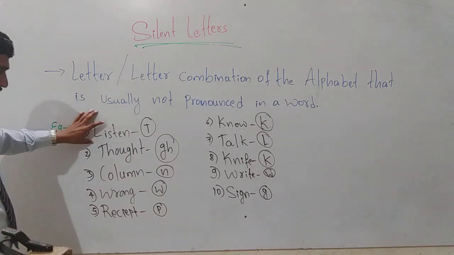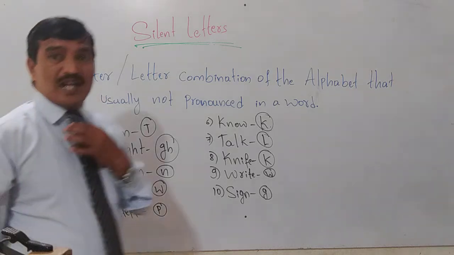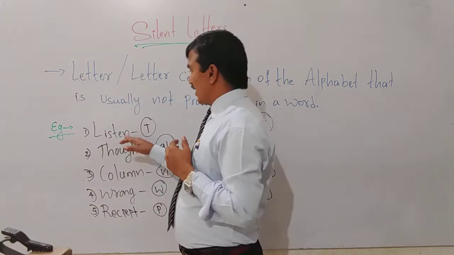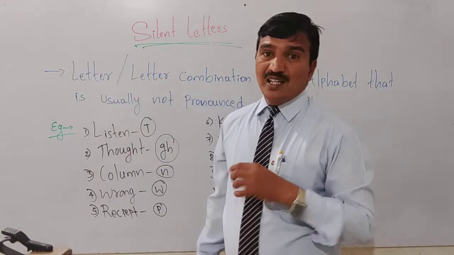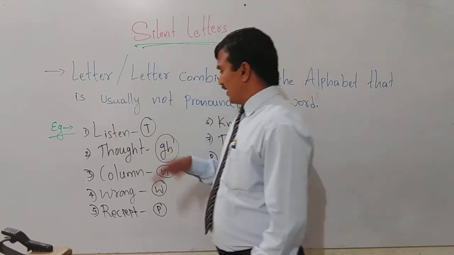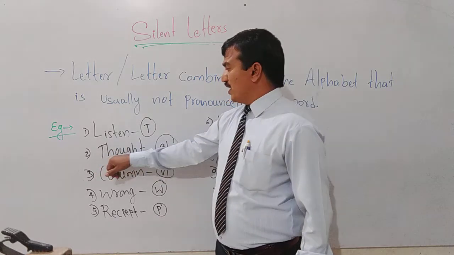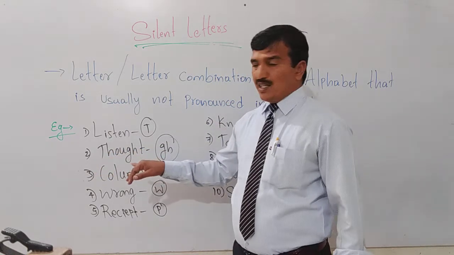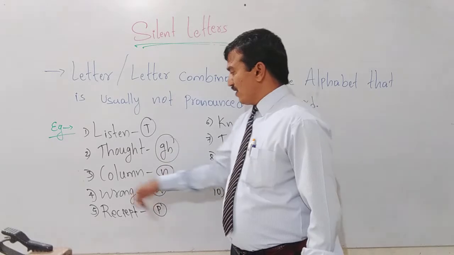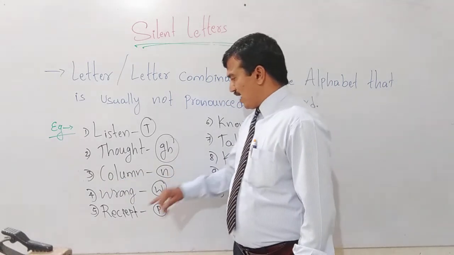Example, listen. In listen, T is silent. We don't pronounce that. Thought, we pronounce T-H-O-U-T only. GH is silent. Column, not column, N is silent.